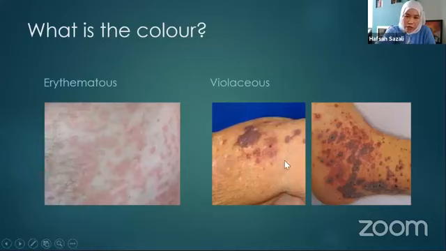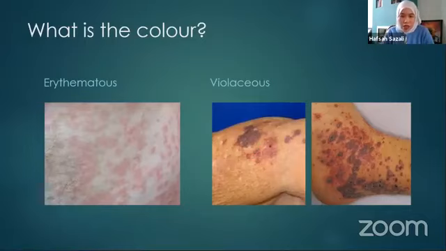So here we can see purpura and also petechiae. So petechiae and purpura are all non-blanching violaceous lesions, and these can be seen in conditions like ecchymosis and also vasculitis.